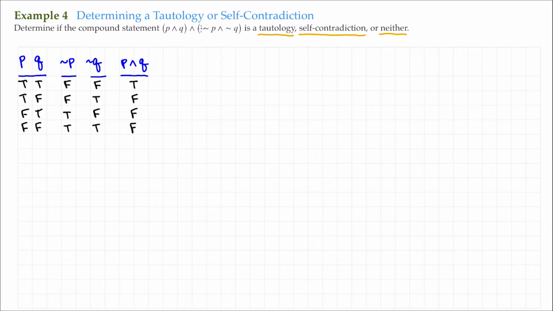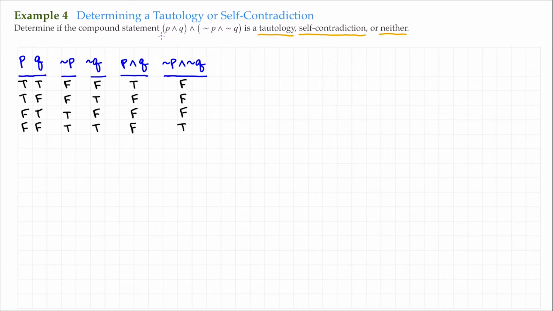I'll then do this clause here in the parentheses. Not P and not Q. Same idea. This is a conjunction. This must be true and this must be true for the entire compound statement to be true. So they're both false here, so that's false. False, true, but that's false. True, false, but that's false. Here they're both true, so here it's true.